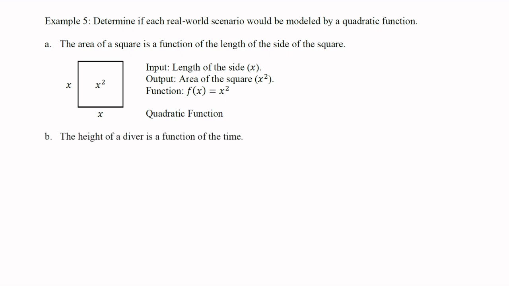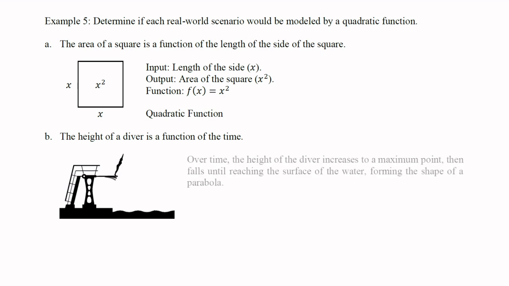So this situation is a quadratic function. The height of a diver is a function of time. So we have our picture here. We have a diver, and over time, the height of the diver increases to a maximum point, then falls until reaching the surface of the water, forming the shape of a parabola. So this would be a quadratic function.